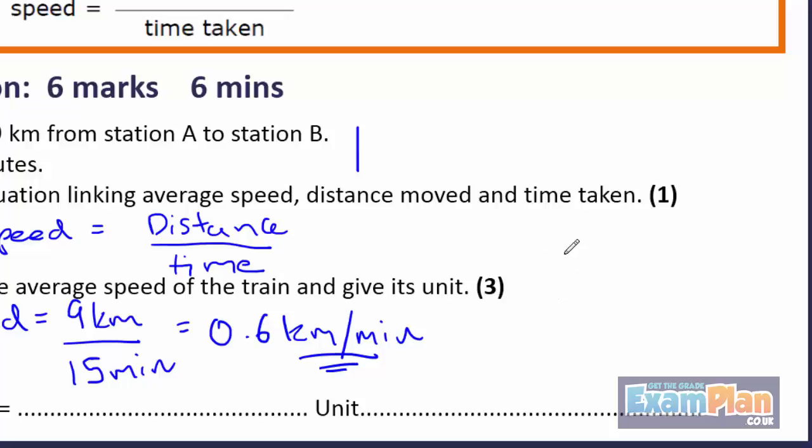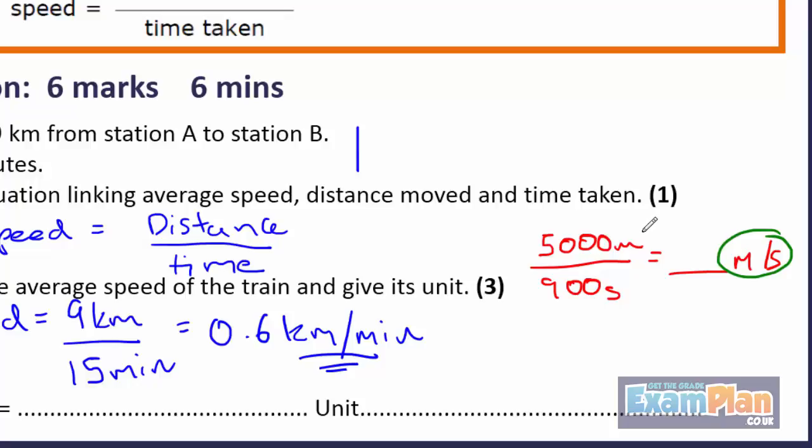It is fine to have converted the kilometres and minutes to a different unit, e.g. 9 kilometres could be 9,000 metres, and 15 minutes could be 900 seconds. However, this won't gain any extra marks, and it takes time. The important thing here is to use final units that match the values that you are putting in.